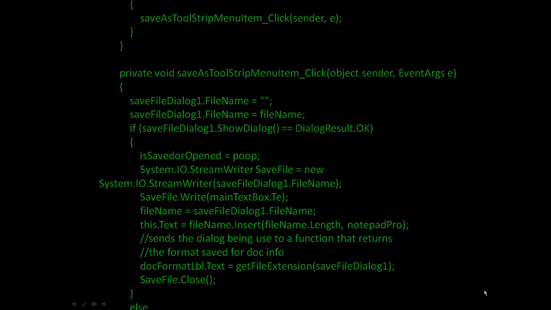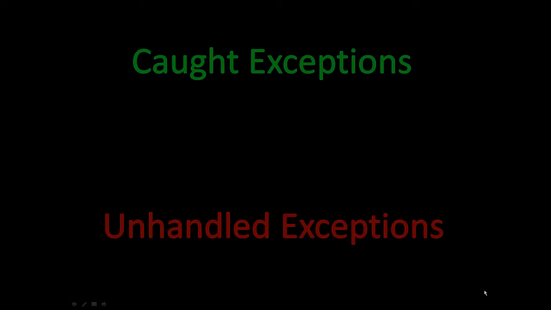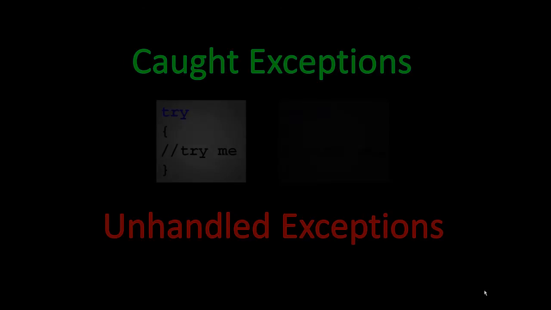In this video I'm going to go over what an exception is and how to handle it. An exception is an error that occurs while code is executing. There are your caught exceptions and unhandled exceptions. Caught exceptions in .NET programming are exceptions that have occurred and been suppressed. We do this with the try-catch clause.